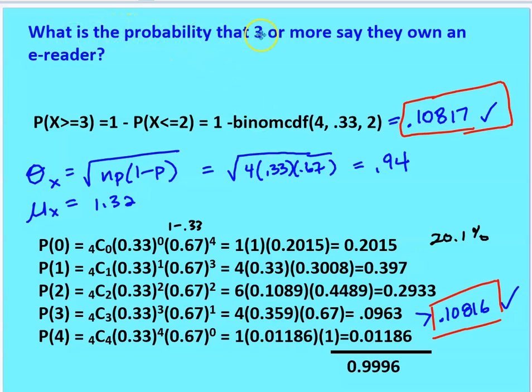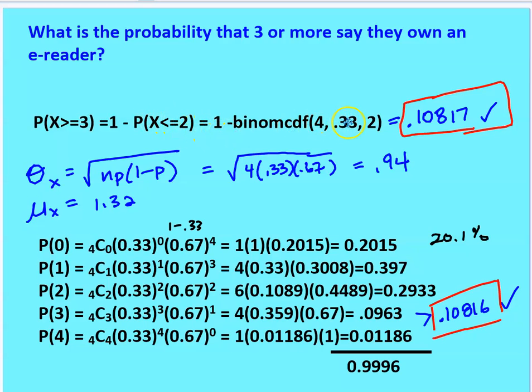When I ask what is the probability that 3 or more say they own an e-reader, I'm using the mean and standard deviation to find out some probabilities. Remember, we're measuring to the left of whatever the value is, so we want 1 minus the probability of x is less than or equal to 2.